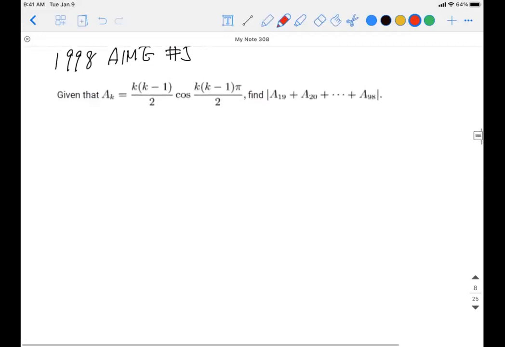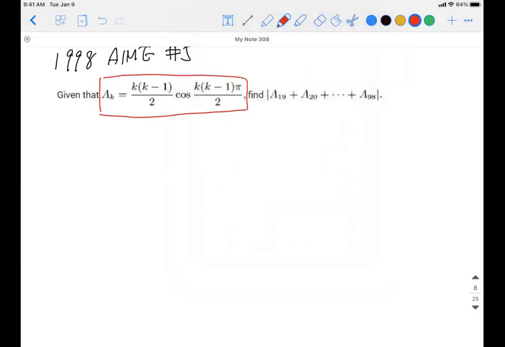The problem says, given that a_k has such a weird expression: a_k equals k times (k minus 1) divided by 2, that is the coefficient, times cosine of k times (k minus 1) pi divided by 2. Oh my God, this is a crazy one, right? It's a weird two things together. With all this information, the question asks: what's the absolute value of a_19 plus a_20, all the way to a_98?